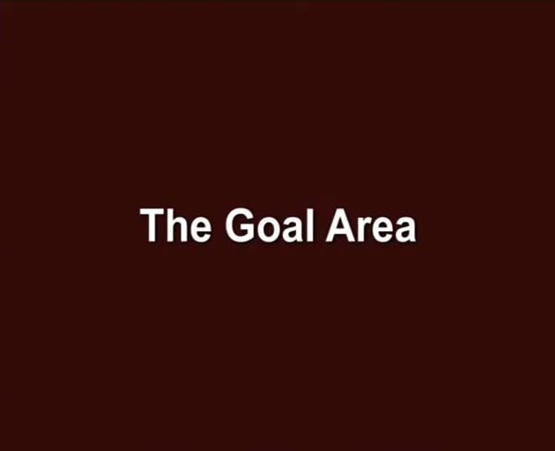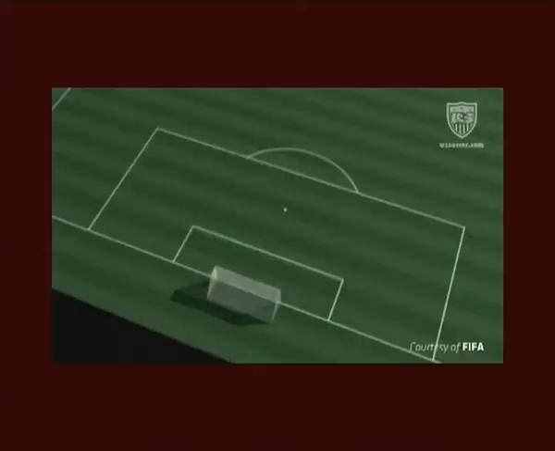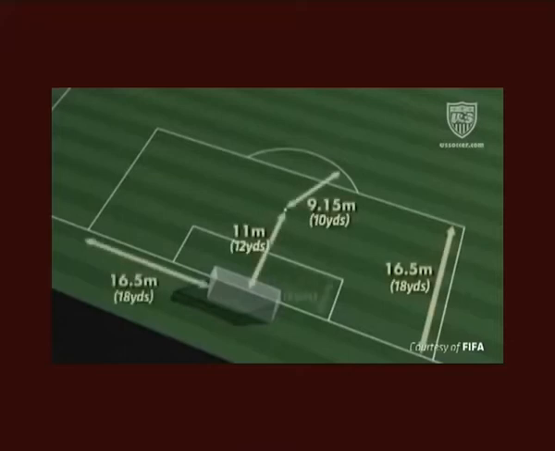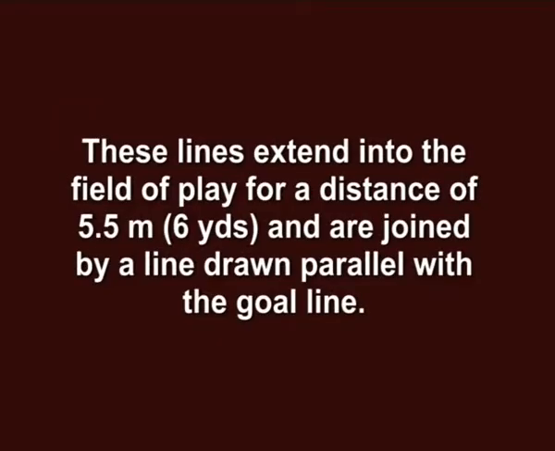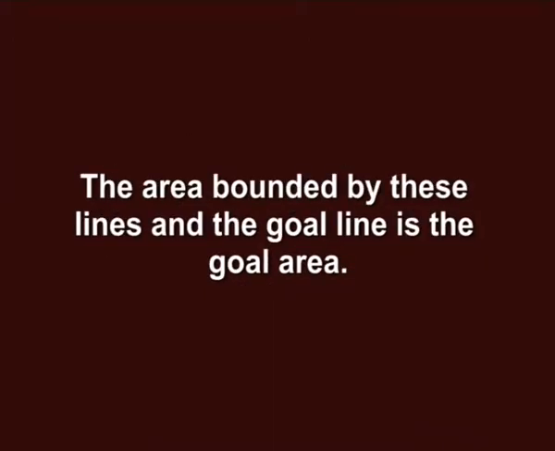Next is the goal area. Two lines are drawn at right angles to the goal line, 5.5 meters, 6 yards from the inside of each goal post. These lines extend into the field of play for a distance of 5.5 meters, that is 6 yards, and are joined by a line drawn parallel with the goal line. The area bounded by these lines and the goal line is the goal area.